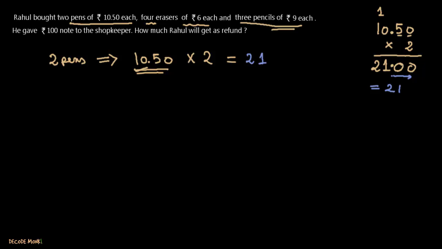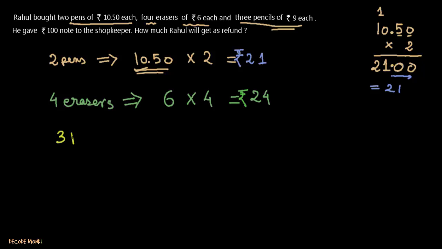Now he bought four erasers of rupees 6 each. So the price of one eraser is 6, and therefore 4 erasers will cost 4 times 6, 4 sixes are 24. So these are all rupees. So rupees 21, rupees 24, and he bought three pencils of rupees 9 each. So 3 times 9 will give you rupees 27.